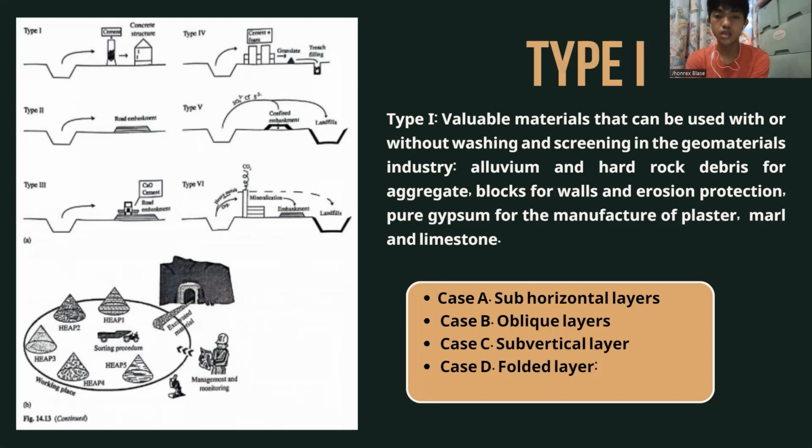Next is case C, subvertical layer. Subvertical layer possibility for sorting according to geologic and structure. Vertical profile along the tunnel axis. Very upright layer, good condition for sorting if the layers are thick enough.